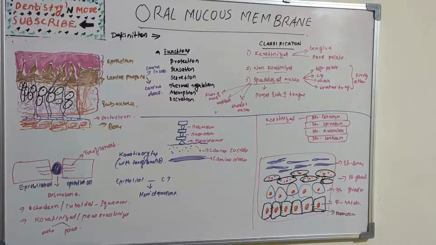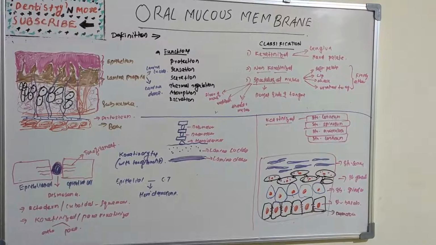Today's topic is oral mucous membrane. It is nothing but the mucous membrane which is covering the oral cavity. We know mucous membrane is used to describe the moist lining of the gastrointestinal tract, nasal passages and other body cavities which communicate with the exterior. Likewise, the oral cavity also has this lining, which is known as oral mucous membrane.